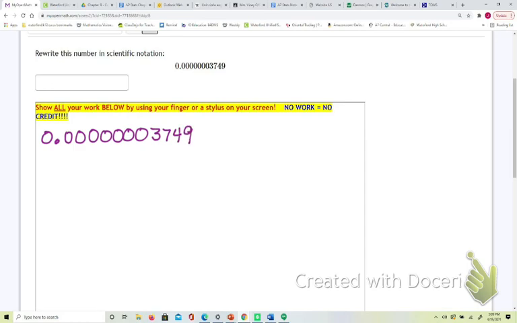Okay, now, in order to write this in scientific notation, I have to move the decimal point so that my number is between 1 and 9. So when I have a really small number with all these zeros, I move it after the first number that's not a 0. So I'm going to go 1, 2, 3, 4, 5, 6, 7, 8. So notice that I moved it till after the 3 because that's the first one that's not a 0. So it's 3.749 times 10 to the negative 8.